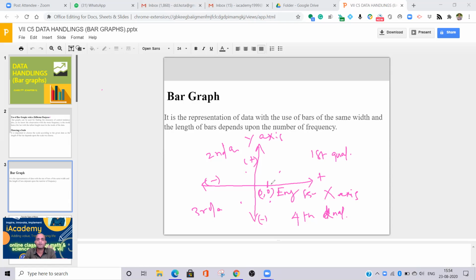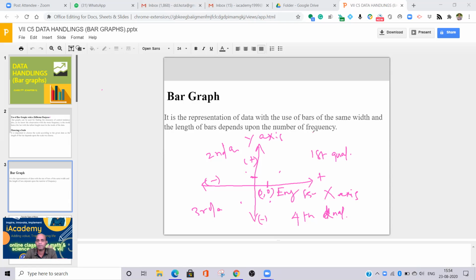Scale means what? Suppose you say 50. Oh my God, we can't have 50 lines over here. So what do you take? We become very clever. In that moment, what do you do? Suppose you take 1 centimeter as 10 marks. Here the scale comes in.